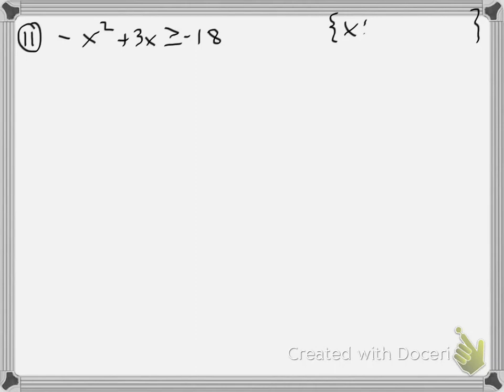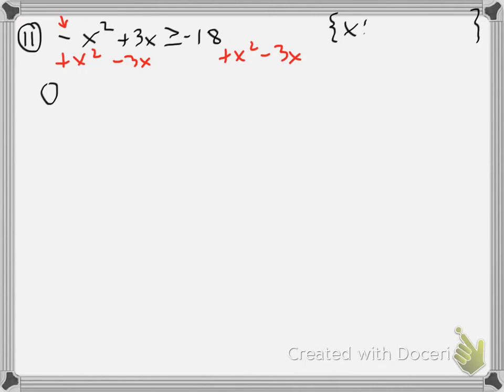And so the first thing I would do is try to get everything to one side. Maybe I can factor or something like this. I don't like this negative sign here. So I'm going to choose to add x squared to both sides. And then I'm going to subtract 3x from both sides. And I'll write it in standard form. So when I do that, that's one way to do it.